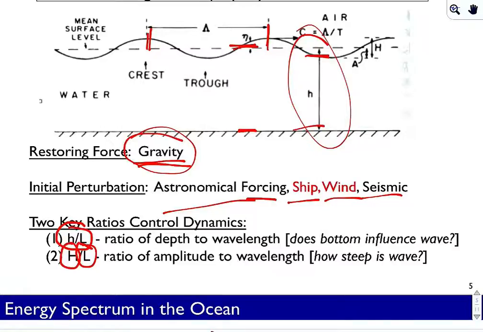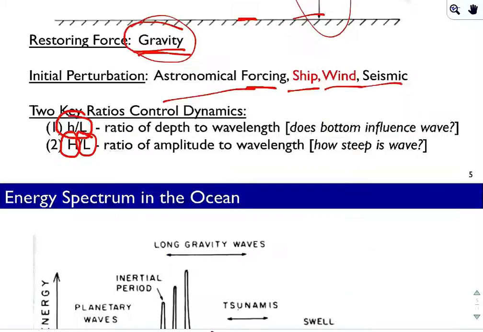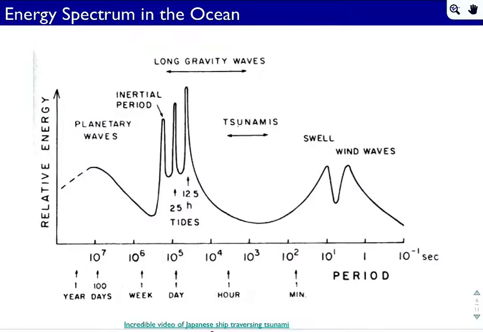If the height gets bigger for a given wavelength, so this wave is the same wavelength as the other wave, you can see how steep it gets as H over L gets larger. So steepness will play a little role, particularly in nonlinearity, and there are limits to how steep a wave can get before it breaks.